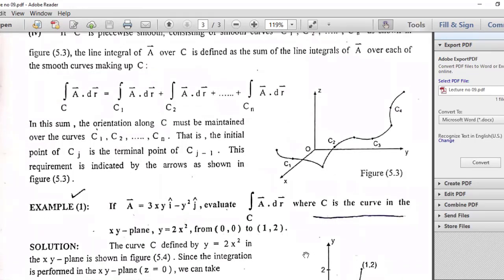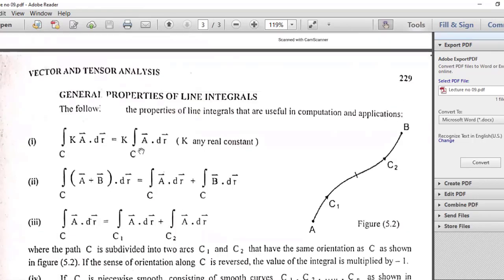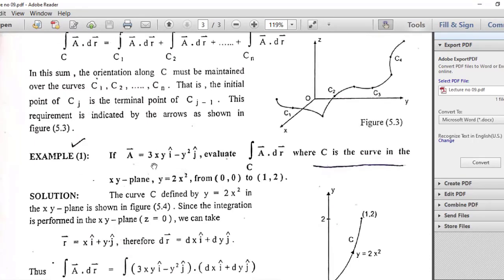Next is example number 1. In this example, we apply these general properties to solve the problem. Inshallah, students, in the next lecture, we will solve this example and other examples.